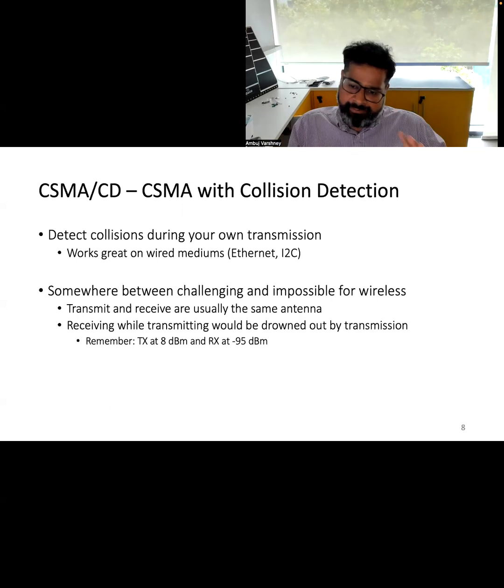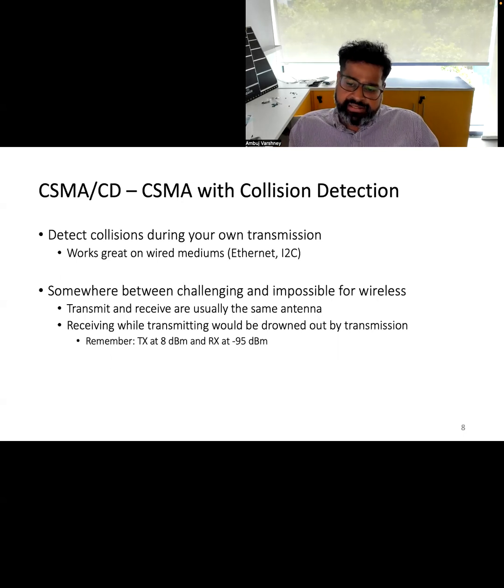This mechanism is typically not used on wireless networks because of two reasons. First, if you use the same antenna for transmission and reception, as is the case with a wireless device, it makes it difficult for us to simultaneously transmit and listen for potential collisions while the transmissions are happening.